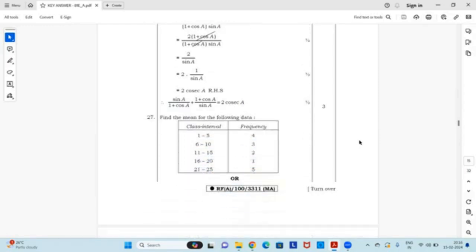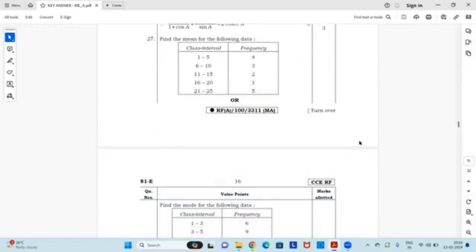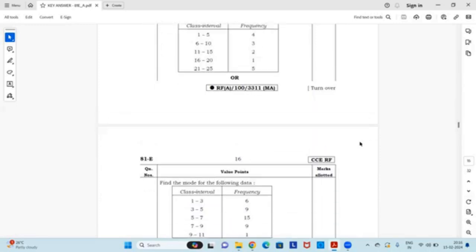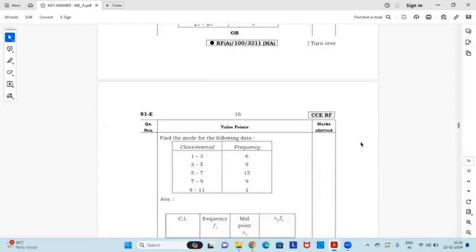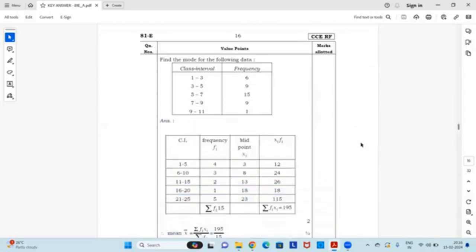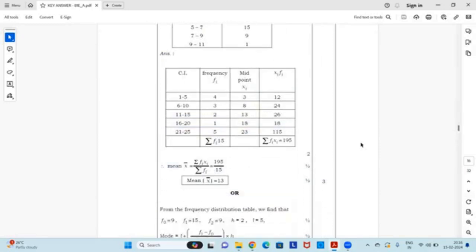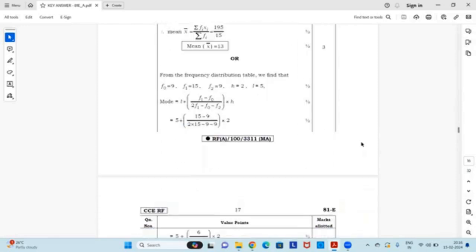Question 27, find the mean of the following data. The table is given, data is given, or you have an option, find the mode of the following data. You have two options. You can either opt for mean or mode. The answer is given for mean here, and then for mode.